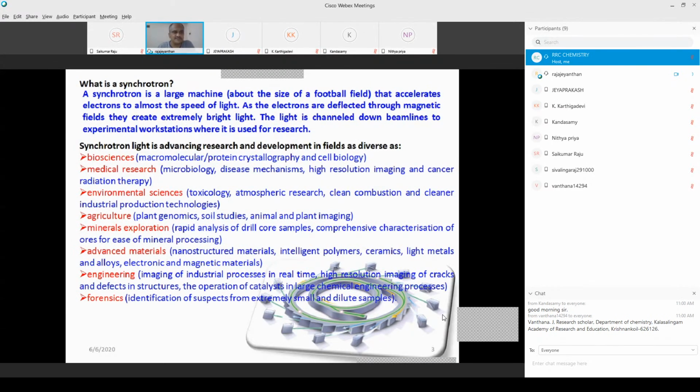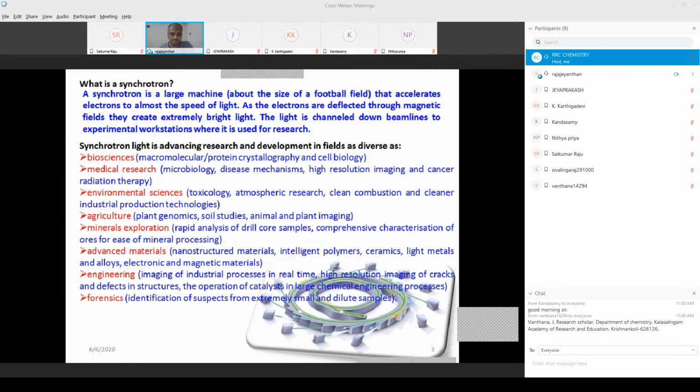By definition, a synchrotron is a large machine about the size of a football field that accelerates electrons to almost the speed of light. As the electrons are deflected through magnetic fields, they create extremely bright light. This light is channeled down beamlines to experimental workstations where it is used for research. This is the definition of the synchrotron.